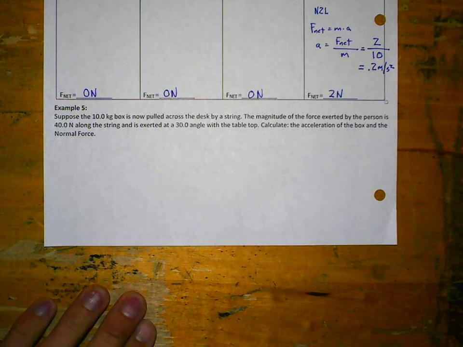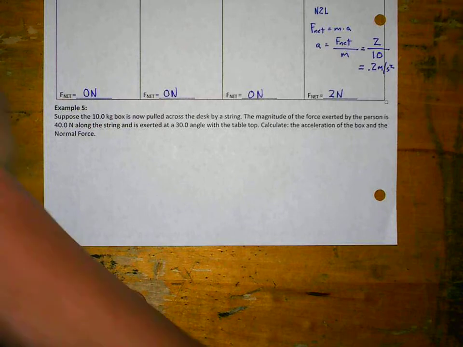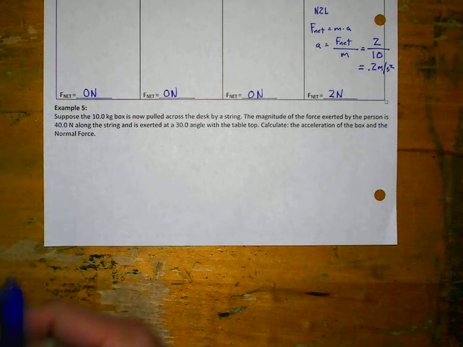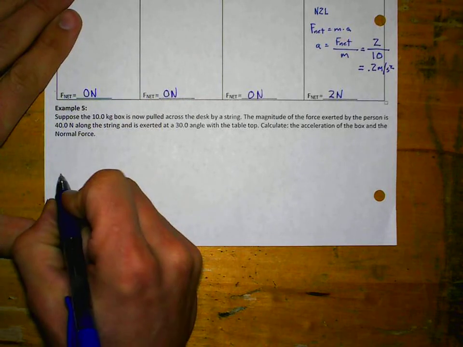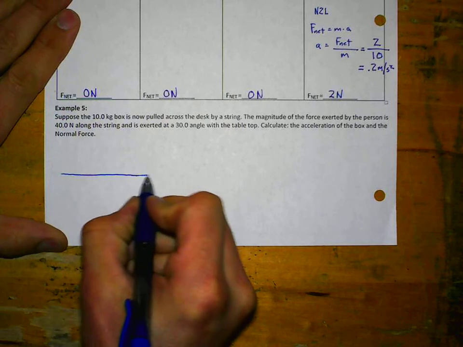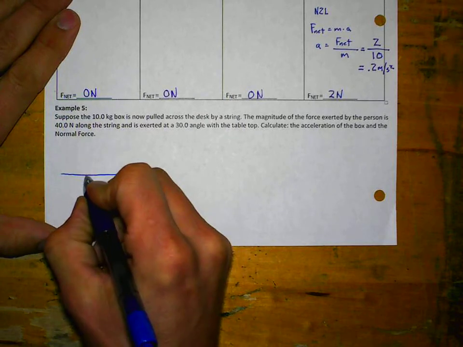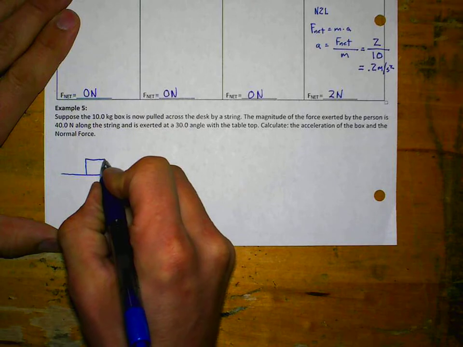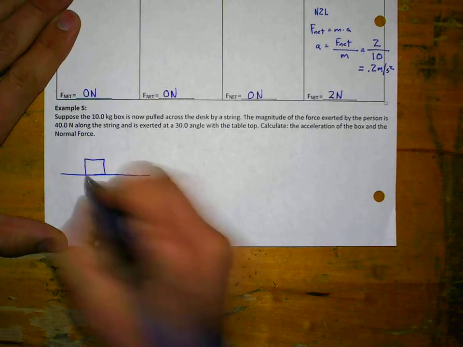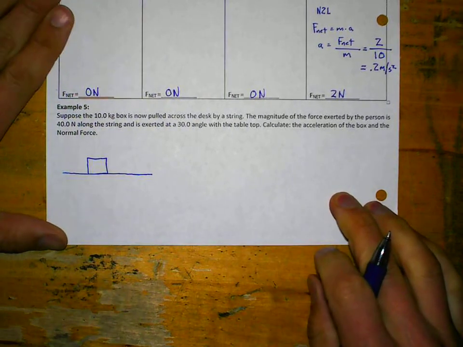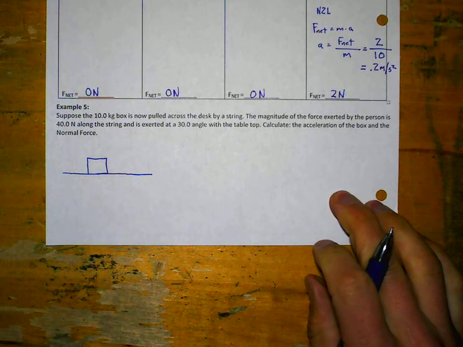Angle. Okay, so what are we going to have to do? Yeah, I'm going to have to get tricky with it. Okay, so, all right, let's draw an FBD. So we still have just a box sitting on a surface. Okay, it's still not that complicated of a situation.